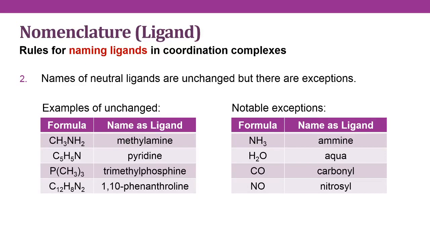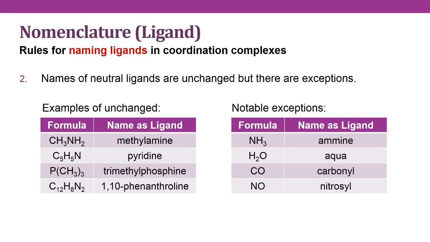There are, however, 4 notable exceptions to this rule. The compound ammonia, for example, is named amine when coordinated to a metal. That is amine spelled with a double M. The double M distinguishes ammonia as a ligand from other amine derivatives. This makes the complex name unambiguous.